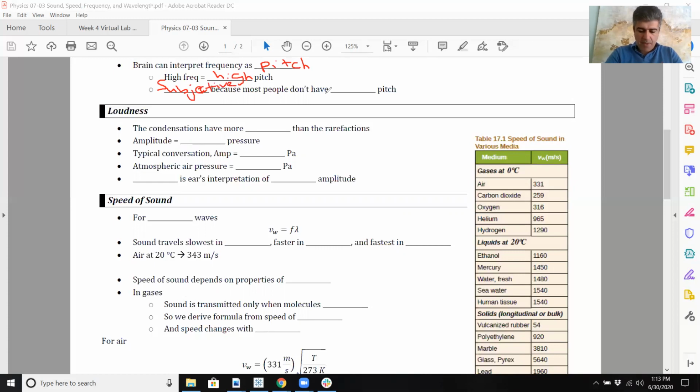Because most people don't have perfect pitch. Like, we don't know what is considered the perfect frequency to listen to.